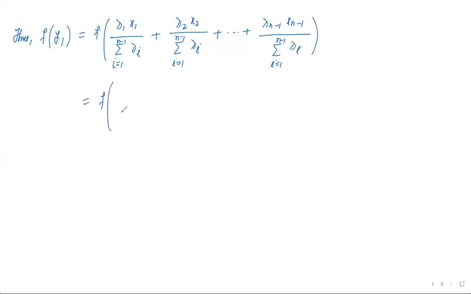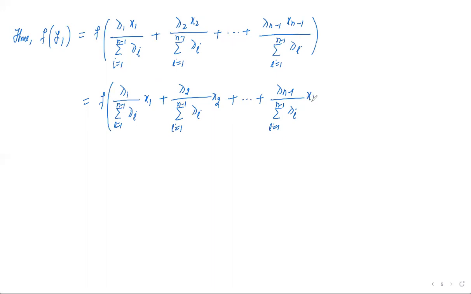Now we can simplify it like this: f of lambda 1 divided by summation i running from 1 to n minus 1 lambda i into x1, then plus lambda 2 divided by summation i running from 1 to n minus 1 lambda i into x2, then plus so on, then lambda n minus 1 by summation i running from 1 to n minus 1 lambda i into x n minus 1. And now we can see that these scalars are actually, the first scalar is mu1, the second scalar is mu2, and the n minus 1 scalar is mu n minus 1. So this is f of mu1 x1 plus mu2 x2 plus so on plus mu n minus 1 x n minus 1.